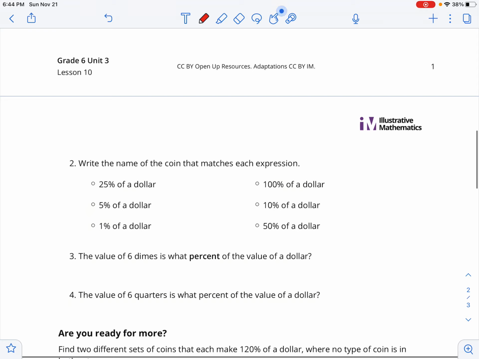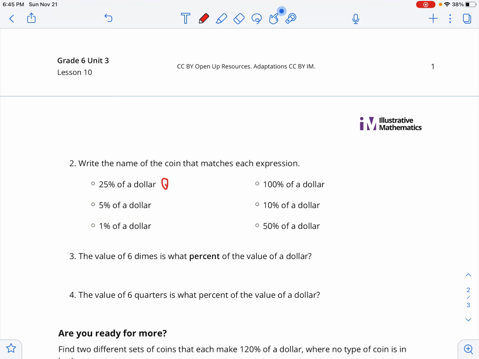Now, in question 2, it says write the name of the coin that matches each expression. 25% of a dollar, 5% of a dollar, 1% of a dollar, 100% of a dollar, 10% of a dollar, and 50% of a dollar. Well, we know. Go ahead and pause this video before I say what we know. So you try question 2 and then come back.